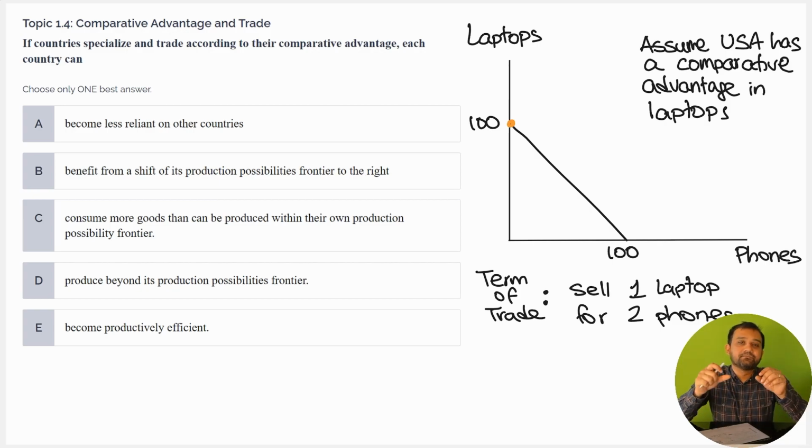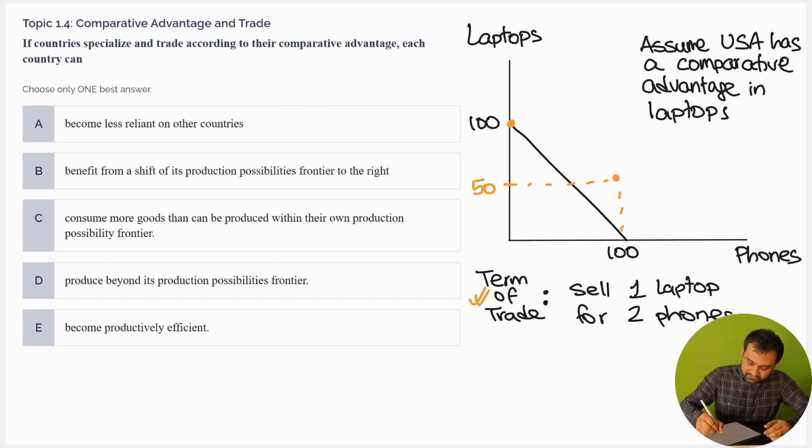Now, this opens up an interesting possibility when it comes to trading. That means what you produce is not what you consume. So for instance, USA is producing 100 laptops and no phones. But if it sells 50 laptops, it will only have 50 laptops left for consumption, while selling the remaining 50. It will get 100 phones in return based on the terms of trade mentioned here. So by selling 50 laptops, it gets 100 phones. So USA will now be consuming 100 phones and 50 laptops, somewhere here. And this illustrates that while the USA is still producing on its PPF, so it is producing here, remember, it gets to consume outside it.